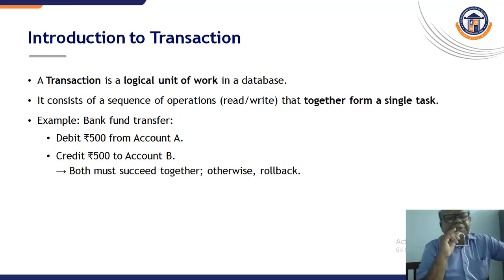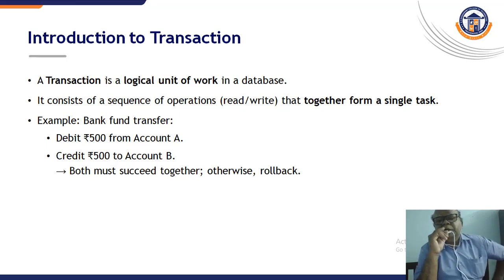So a transaction is a logical unit of work in a database. It consists of a sequence of read and write operations that together form a single task. Example, bank fund transfer. For example, from account A you want to debit 500 and to account B you have to credit. So both must succeed together, otherwise they roll back.